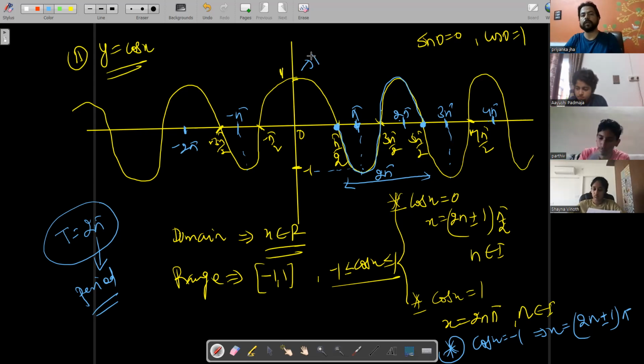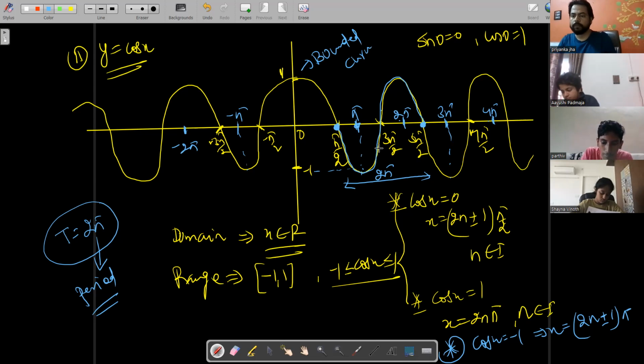This is also known as a bounded curve. Bounded curve, because it cannot go beyond minus 1 and plus 1. There are two types of curve, bounded and unbounded. So sine and cos are bounded curves.